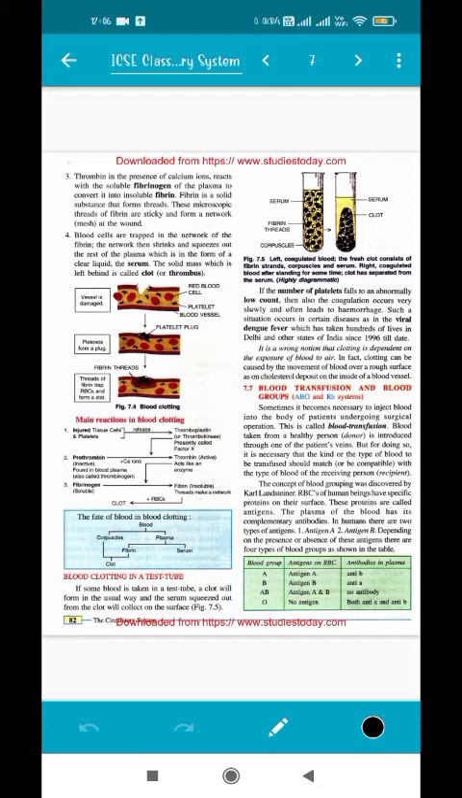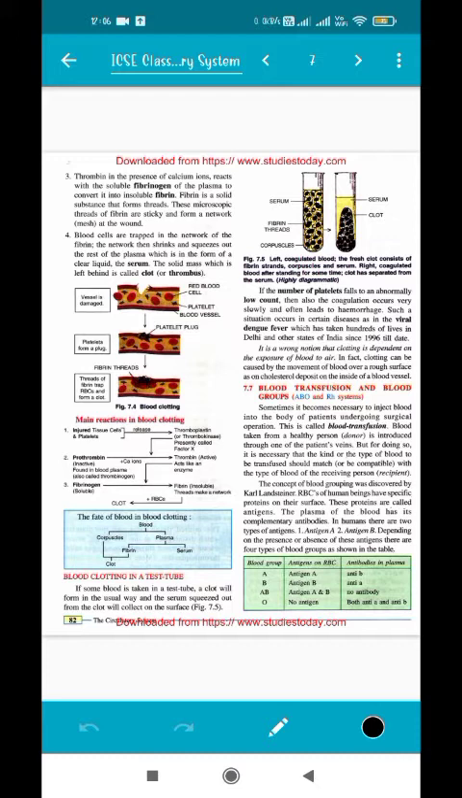Blood cells are trapped in the network of fibrin. The network then shrinks and squeezes out the rest of the plasma, which is in the form of a clear liquid, the serum. I told you in the previous class that serum is actually the plasma which has no fibrinogen. The fibrinogen which was present in the plasma has been converted into fibrin, and that fibrin has formed a network around the wound along with the red blood cells which had come out. As a result, we have a protective covering on the wound now. So whatever plasma is left now has no fibrinogen, so it is called serum.